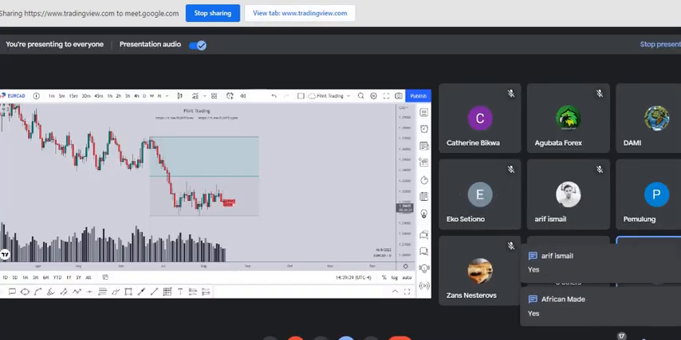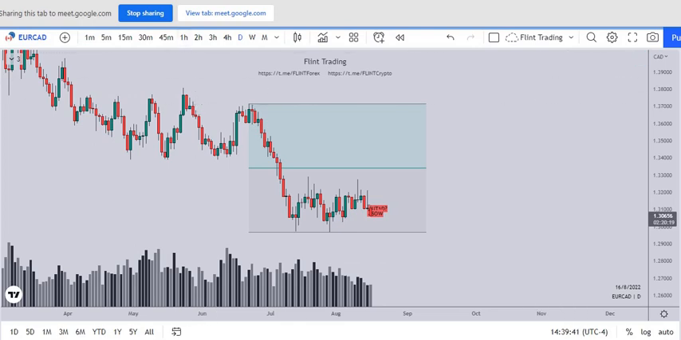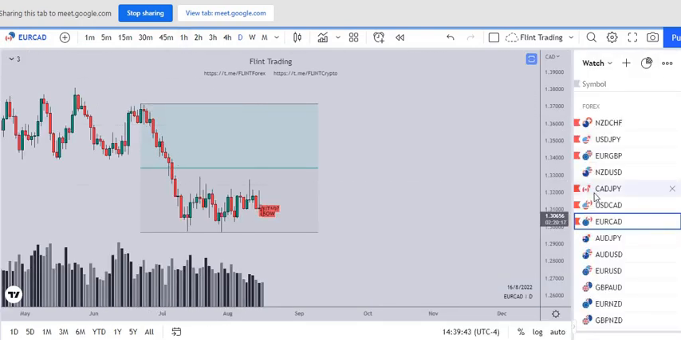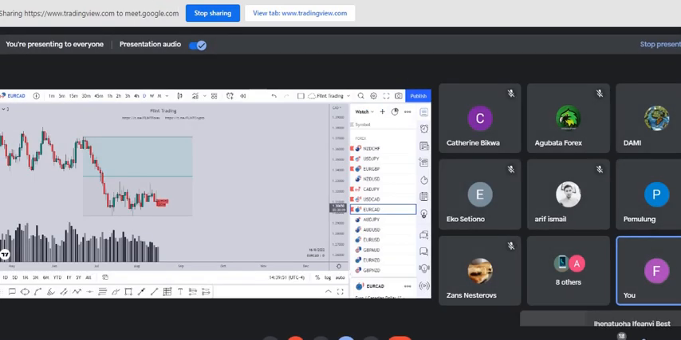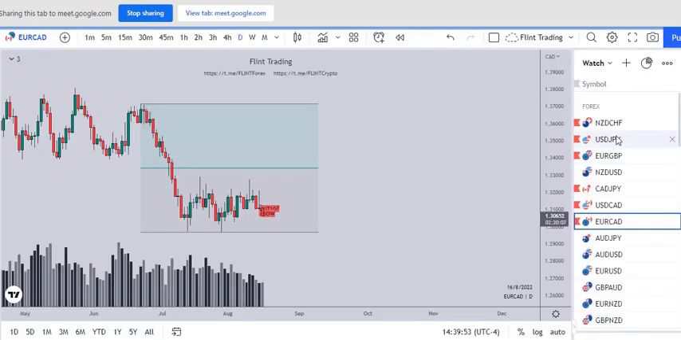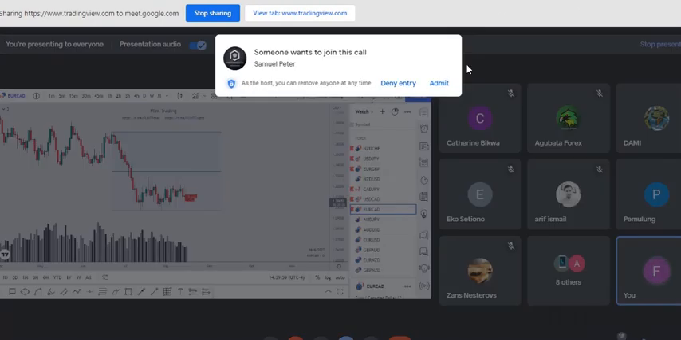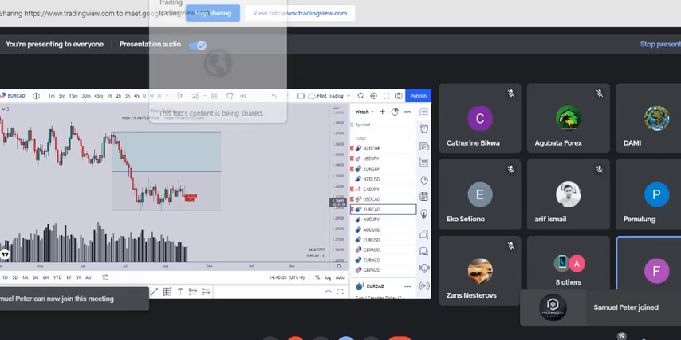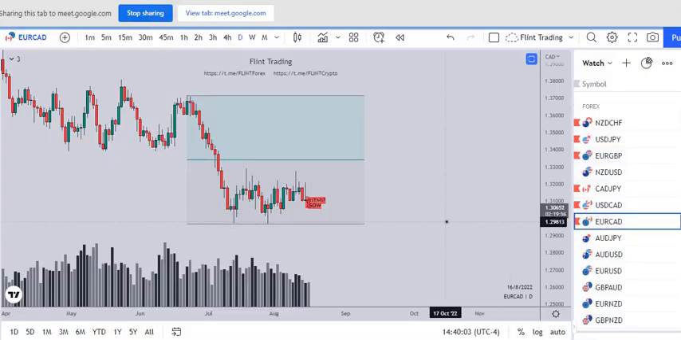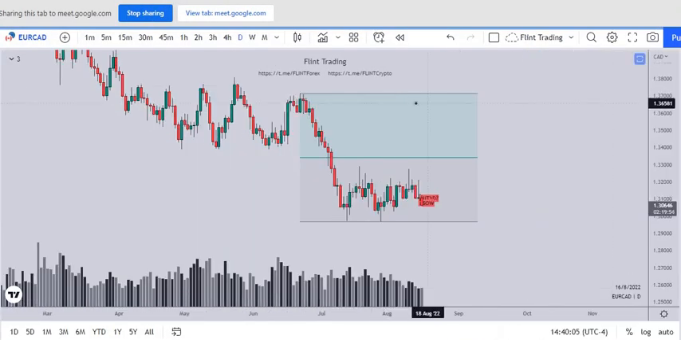Okay, perfect. So let me go over three pairs: CAD JPY, USD, and Euro CAD. These are the ones whose analysis I sent this week, and afterward I will be going over these three pairs' top analysis, and whatever questions you have, you can ask me about that. So starting from the Euro CAD.